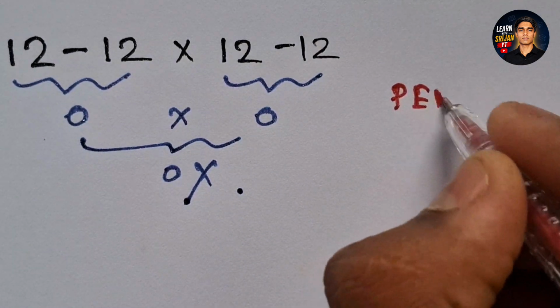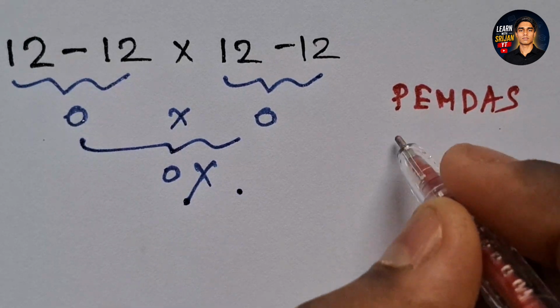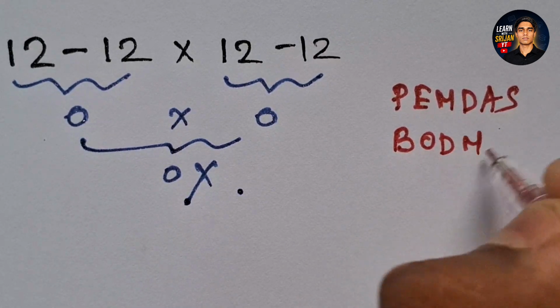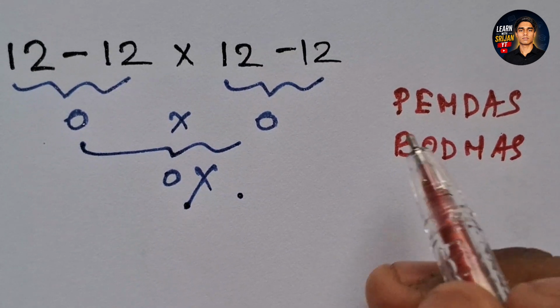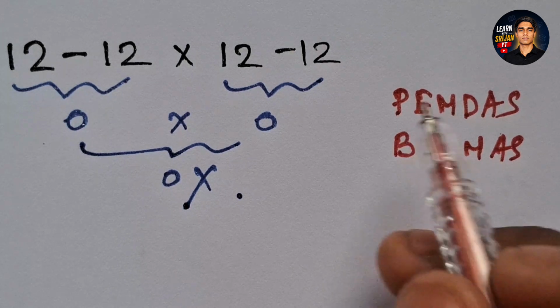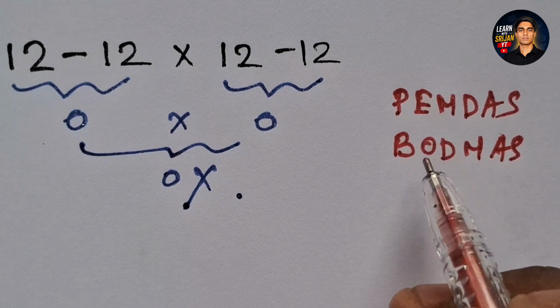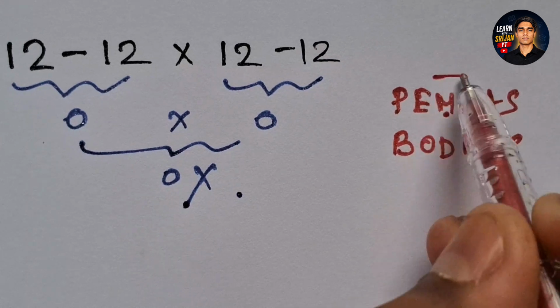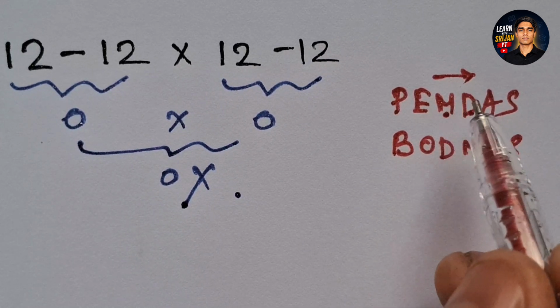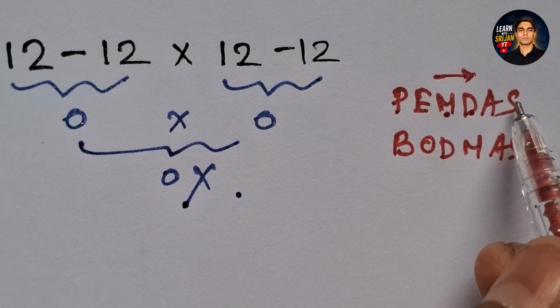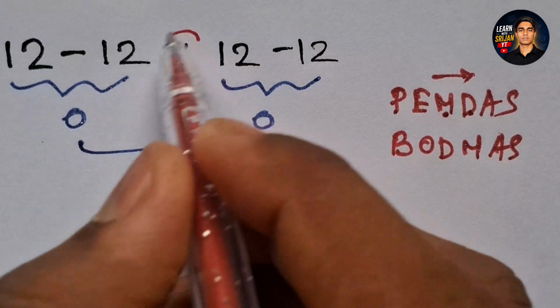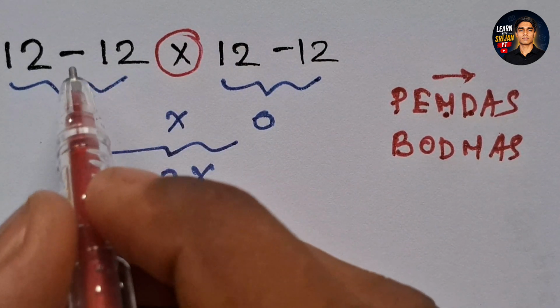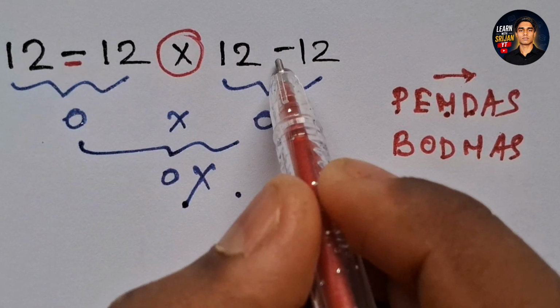called PEMDAS or BODMAS, if we have parentheses or brackets, we have to solve them first, then exponents and orders, and then we have to solve multiplication and division from left to right. So first we have to solve multiplication and division, then we have to solve addition and subtraction. So first we have to solve this multiplication, then this subtraction, and then this one.